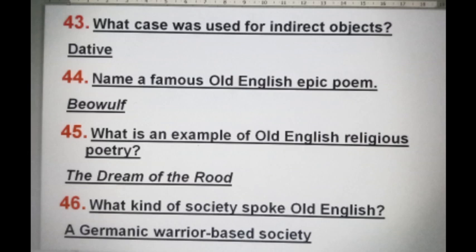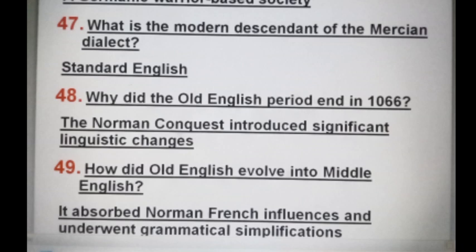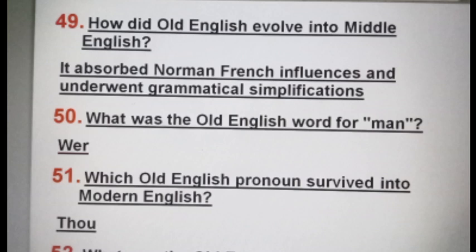What kind of society spoke Old English? A Germanic warrior-based society. What is the modern descendant of the Mercian dialect? Standard English. Why did the Old English period end in 1066? The Norman conquest introduced significant linguistic changes. How did Old English evolve into Middle English? It absorbed Norman French influences and underwent grammatical simplifications.